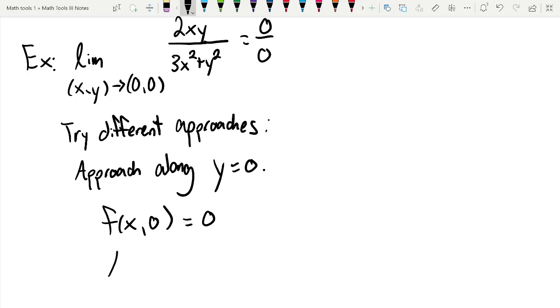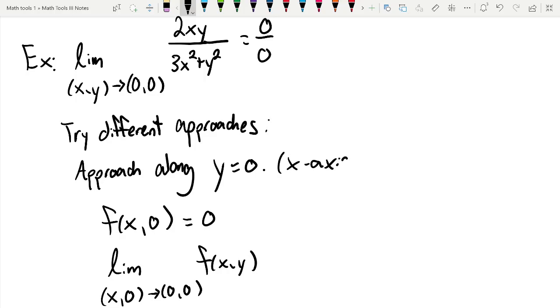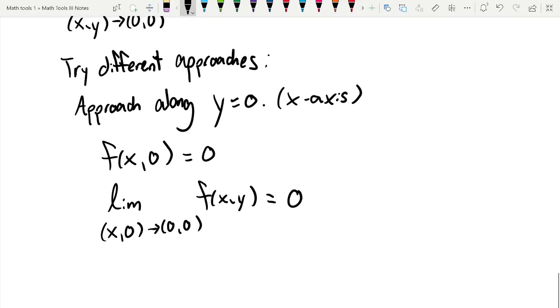So the limit as x, we would say (x, 0) approaches (0, 0), of f of x, y. So here we put in 0 for y. Okay, let me make it clear that this is the x-axis. It is going to be equal to 0 because this is just a constant now, right? So when we take the limit of a constant, we just get that constant, which is 0. So if we're going along the x-axis, the limit looks like it's 0.